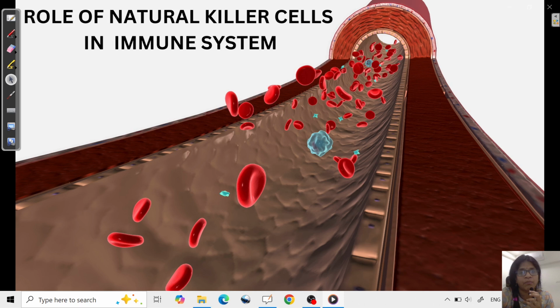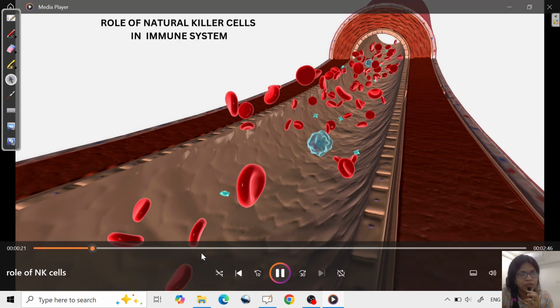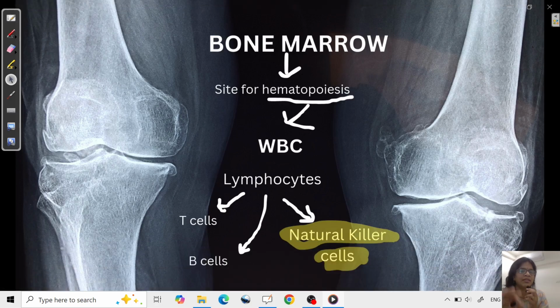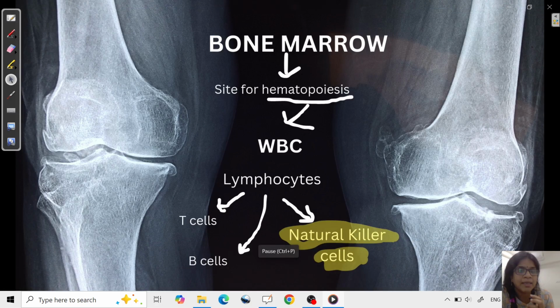Okay, right. As I told you, bone marrow is a site for hematopoiesis. All types of cells are produced mainly in the bone marrow, and out of these I am talking about the WBC. WBC, I told you, include monocytes and lymphocytes. In lymphocytes you have T cells, B cells, and natural killer cells. As I am talking about the natural killer cells in particular in this class, let's talk about the mode of action of these natural killer cells.